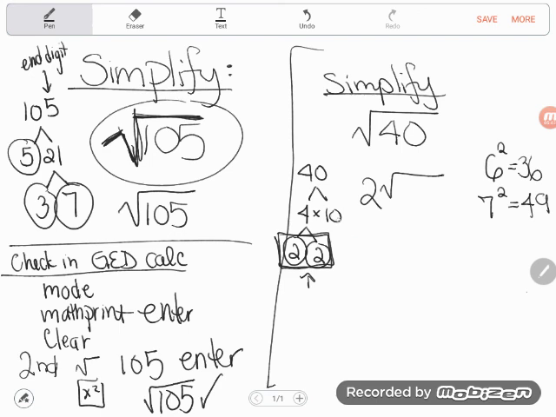Now, I could keep breaking up 10 if I wanted to, but there's not really a point, because 10 is just made of 2 and 5. That's not a perfect square, so I can't square root that part. It's going to stay behind in the radical. So this is 2 times the square root of 10, or 2 square root of 10.